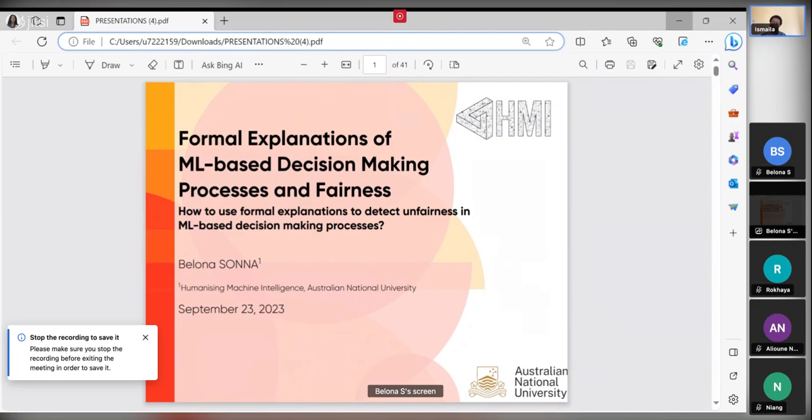We will be talking about formal explanations of machine learning based decision making processes and fairness. And our host today is Belona. Belona is a PhD candidate in the Research School of Computing at the Australian National University. Her research focuses on formal explanation and fairness in AI systems, with a strong preference for health applications.